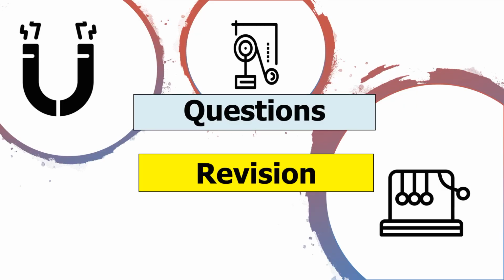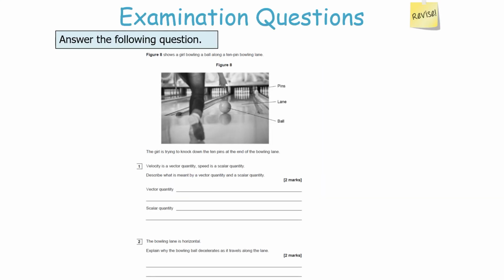So let's have a look at a few questions which will be on topics which will be on the examination in 2022. The first thing we're going to look at is the topic of forces. This first question says, figure 8 shows a girl bowling a ball along a 10-pin bowling lane. The girl is trying to knock down the 10 pins at the end of the bowling lane. Velocity is a vector quantity, speed is a scalar quantity. Describe what is meant by a vector quantity and a scalar quantity.